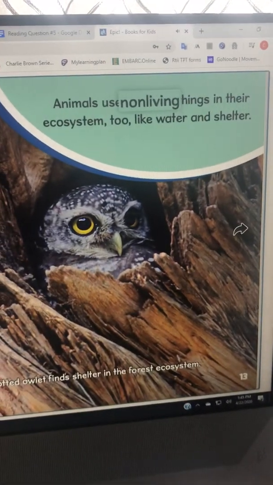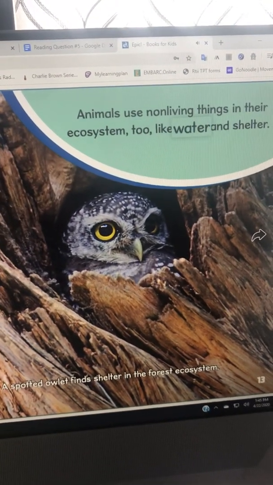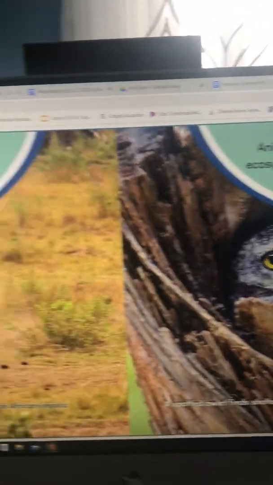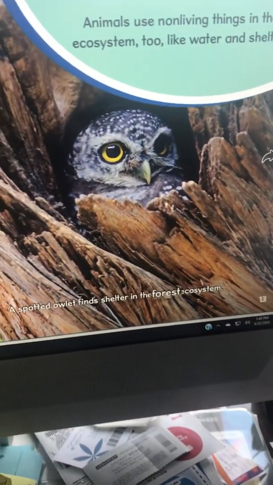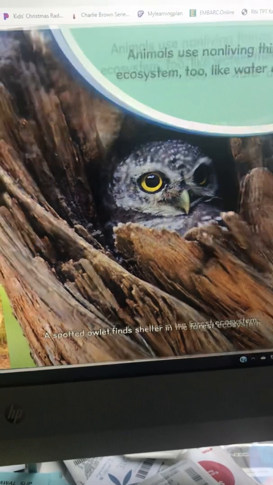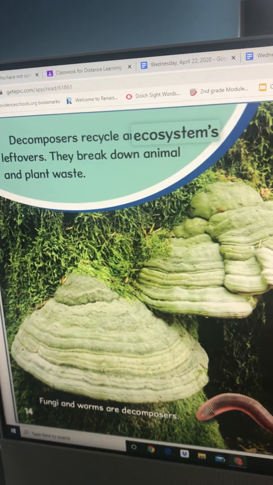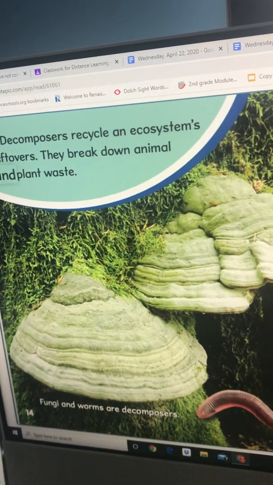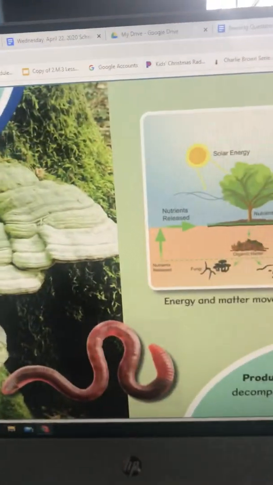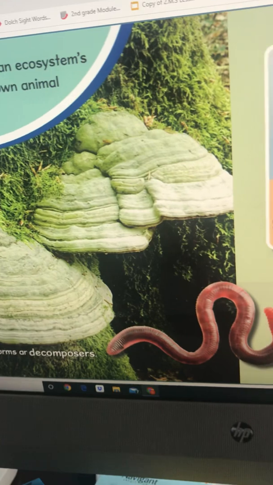Animals use non-living things in their ecosystem too, like water and shelter. A spotted owlet finds shelter in the forest ecosystem. Decomposers recycle an ecosystem's leftovers. They break down animal and plant waste. Fungi and worms are decomposers.